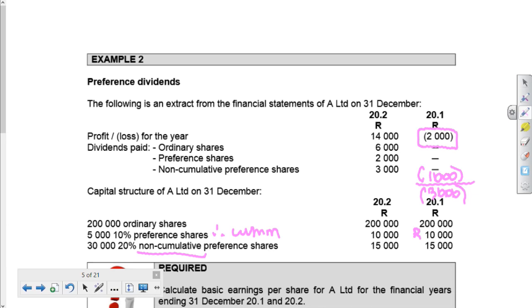In the next year, I start with 14. I again would only take off the 1. Even though what you'll see is that in that year, they paid 2.